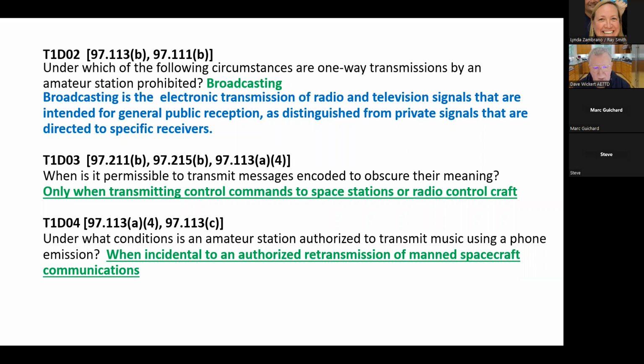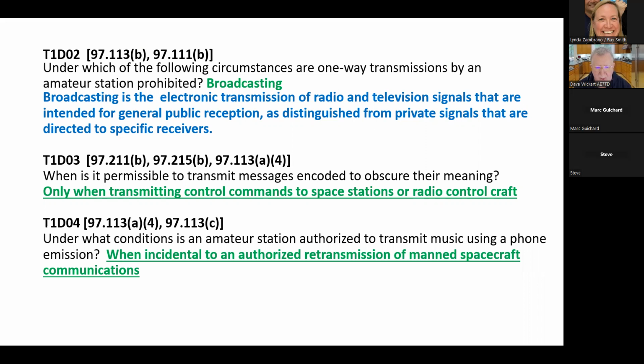When can you transmit encoded signals that obscure their meaning? When can you encrypt your messages? The only place where the FCC allows you to do that is when you're communicating with a space station or a remote control aircraft. Other than that, you're not allowed to encrypt any amateur radio communications. It must be out in the open where other people can hear it and decode it.